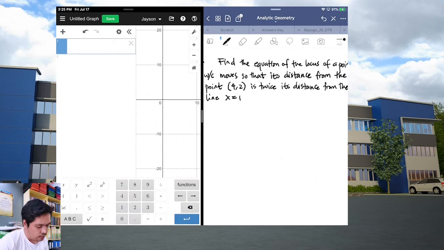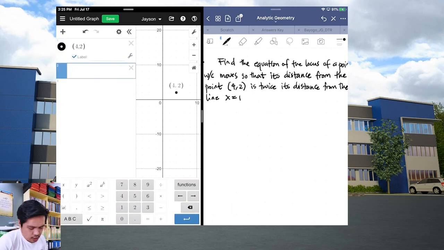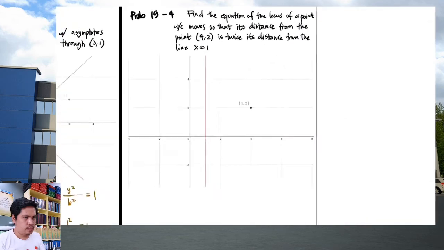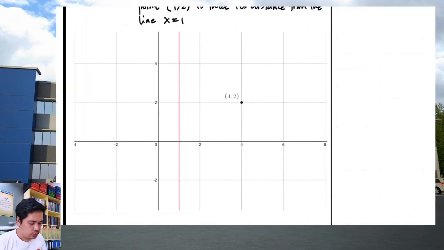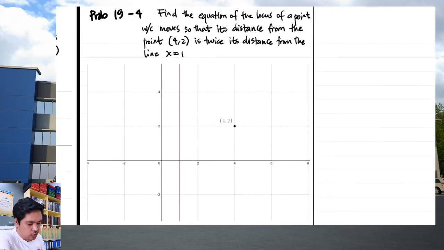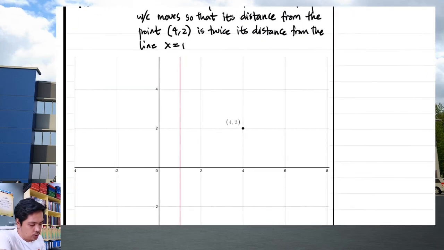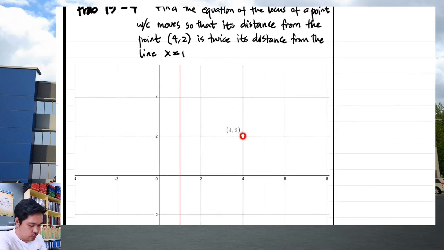Okay, we have the point 4, 2 and the line x equals 1. Okay, let's have this. So, the locus, the equation of the locus of a point in which its distance from this point 4, 2 is twice its distance from the line x equal to 1. Okay? So, what is being described here?